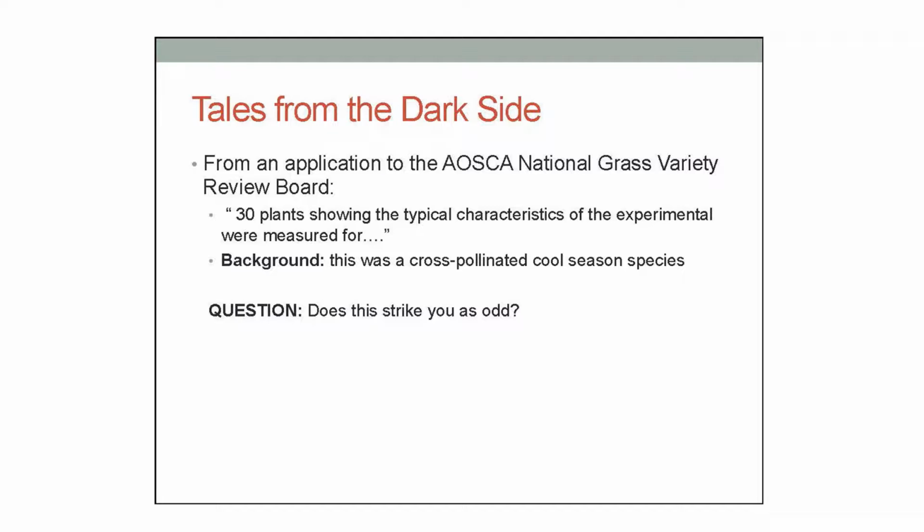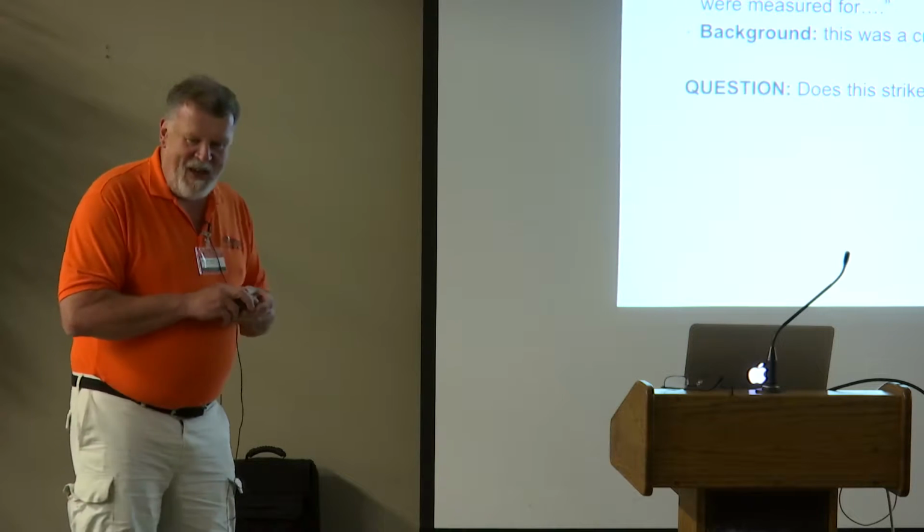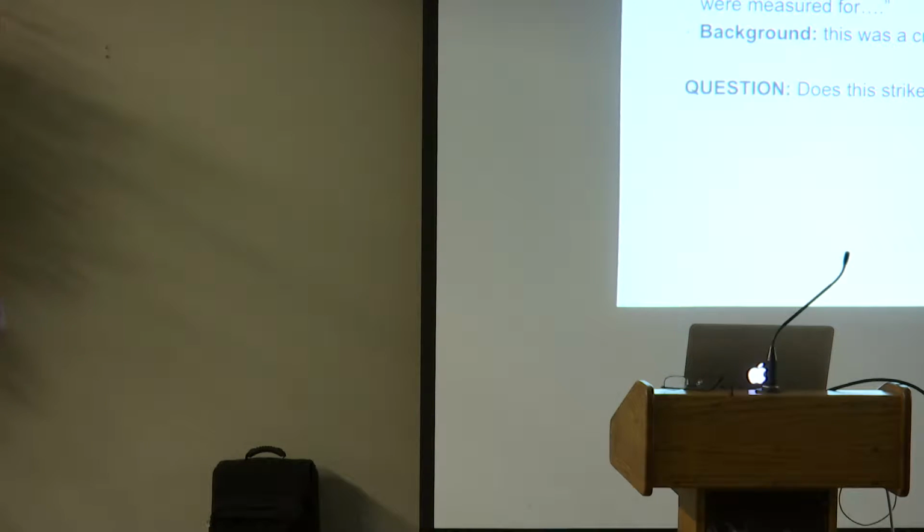This was a statement they made: 30 plants showing the typical characteristic of the experimentals were measured. You have to measure at least 30 plants, so that's what people do. They measure 30 plants. So what does that mean? That means they went in there and said, okay, this is what I want it to look like, this one looks like, and this one looks like. I'm going to measure those plants.